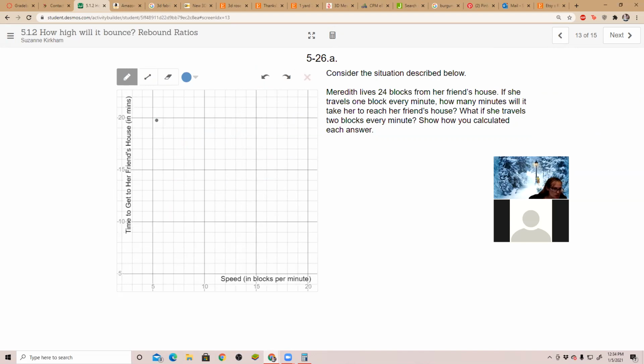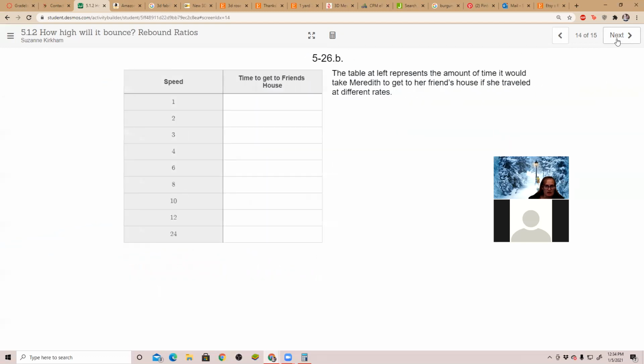Okay, so she goes over 5 blocks. That took her 2.5 minutes. And then she went 10 blocks. That took her 5 minutes. And then she went 15 blocks. That took her 7.5 minutes. And then 20 blocks took her 10 minutes. So there we go. And that's sort of what her line would look like. Okay. All right, let's go on to page 14.